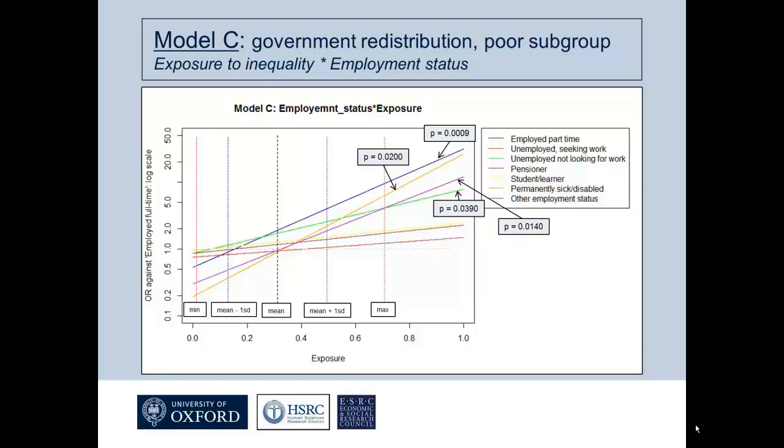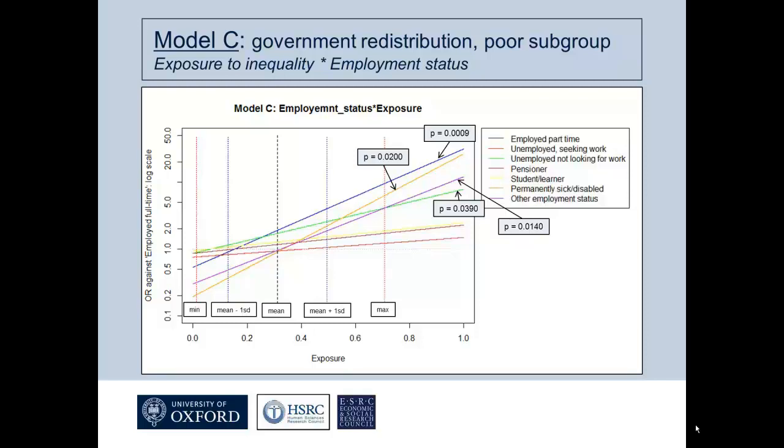Respondents who are permanently sick or disabled have odds, at 1 standard deviation below the mean on the exposure score, of just 0.3 times those of people who are employed full-time, while at 1 standard deviation above the mean exposure of the poor, the odds are 2.21 times greater than people who are employed full-time.